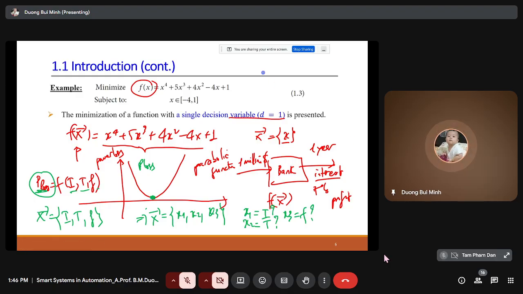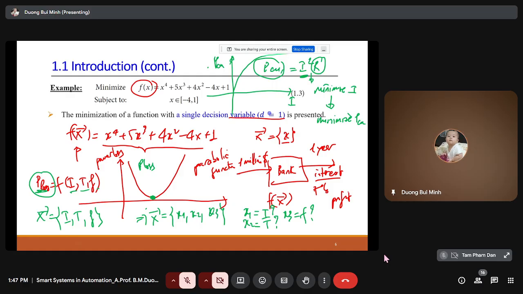For example, we have P_Cu, the copper power loss, which is I squared times R. This I is constant, so we just minimize I. If we minimize it, we can minimize power loss. And this is non-linear, like this. If here is the current and here is P_Cu, this is linear, so the curve is like this. Non-linear, linear.